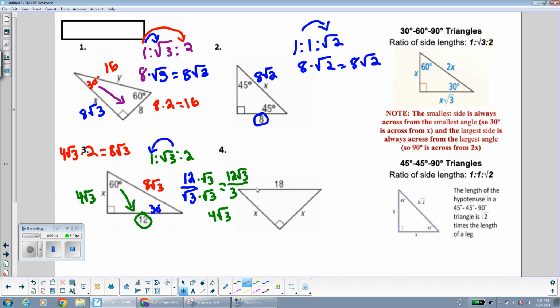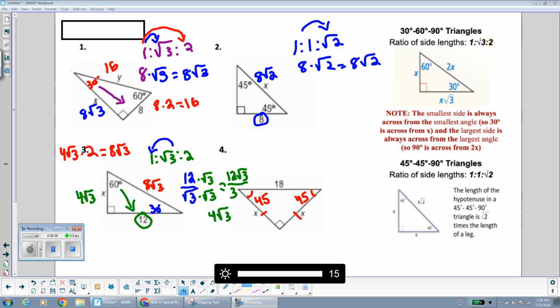Finally, over here, we don't have these two angle measurements, but I know that these two sides are equal. So that means the angles opposite those sides also have to be equal. If we take 180 and subtract the 90-degree angle that we already have, we get 90. Then if we divide by 2, these have to be 45-degree angles. So what we have here is a 45, 45, 90 triangle.